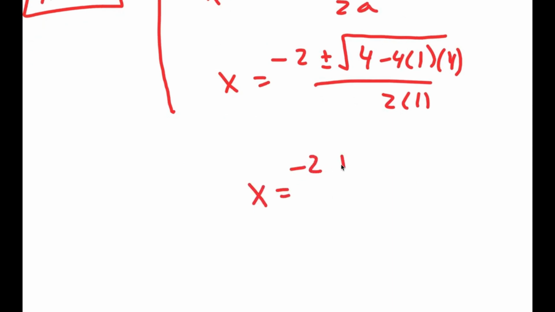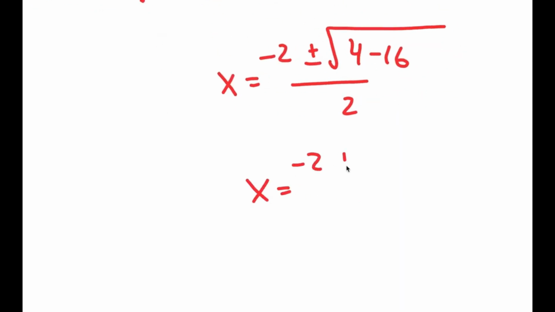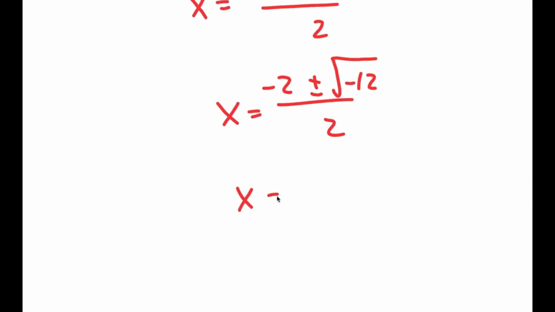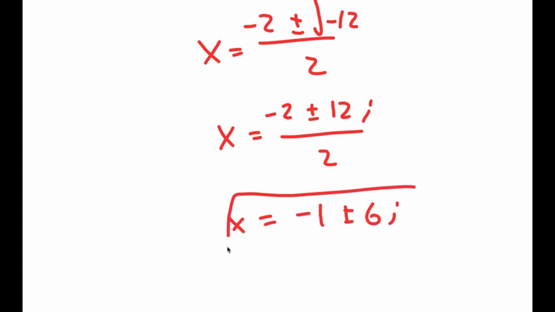And this turns into negative 2 plus or minus the square root of 4 minus 16 over 2, which is equal to negative 2 plus or minus the square root of negative 12 over 2, which is equal to negative 2 plus or minus 12i over 2, which is equal to negative 1 plus or minus 6i. So these are the two more solutions to this equation.